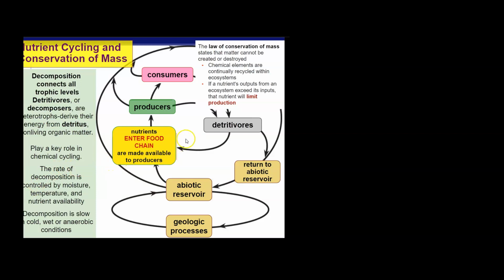A few other facts about detritivores: the rate of decomposition is variable. It is controlled by moisture, temperature, and nutrient availability. So for example, decomposition is slow in a cold or a wet or an anaerobic environment. So these are going to slow down that cycle.